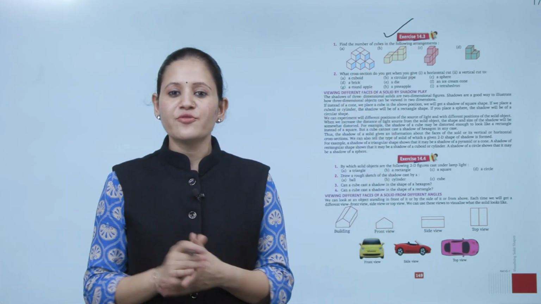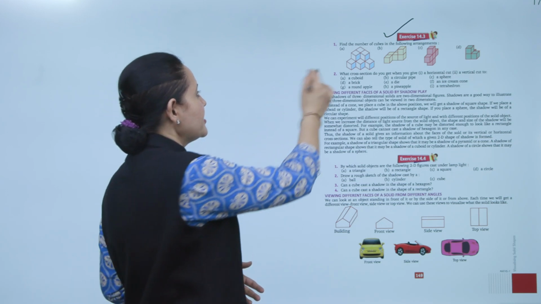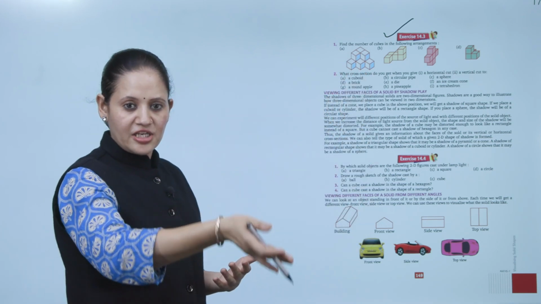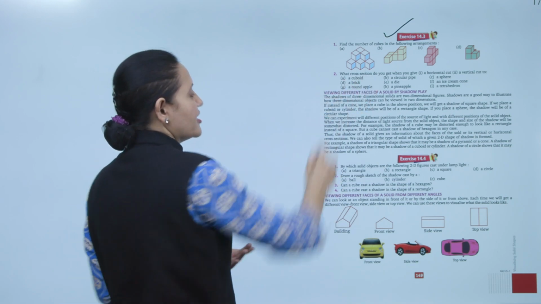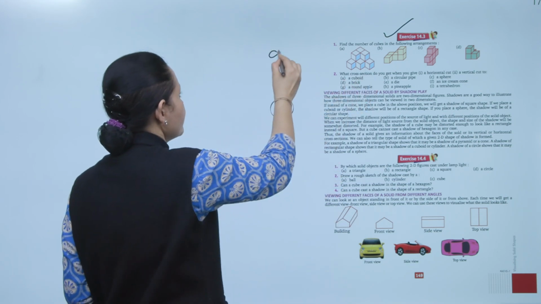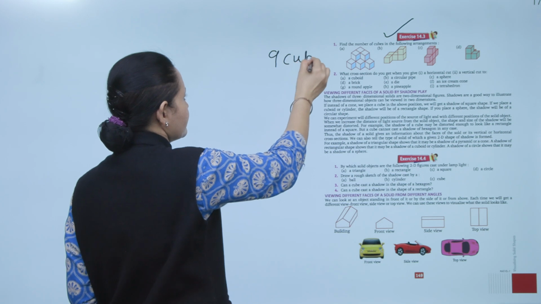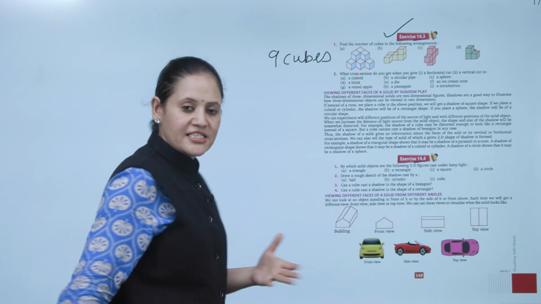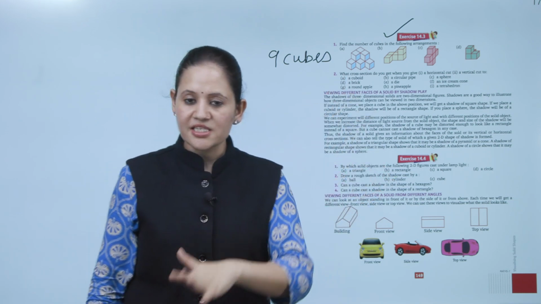Find the number of cubes in the following arrangement. In this arrangement, in the top layer you can see 3 cubes. Under that there are 3 more cubes, and 3 here. So total 9 cubes. In the first layer, 3 plus 3 is 6, and the top layer is 3. 6 plus 3 is 9 cubes.